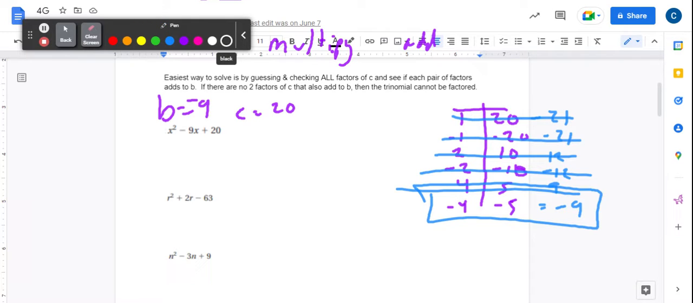So how we factor this is we'll just do our two parentheses here, and our two numbers are going to be -4 and -5. If we're going to do this, there's really no other way to do it. There are some calculators online that may be able to knock this out, but other than that, it's really all we have. If there are no factors of c that also add to b, then the trinomial can't be factored.